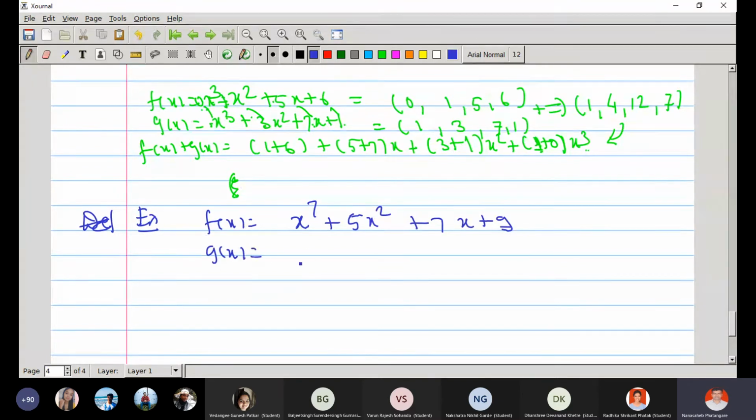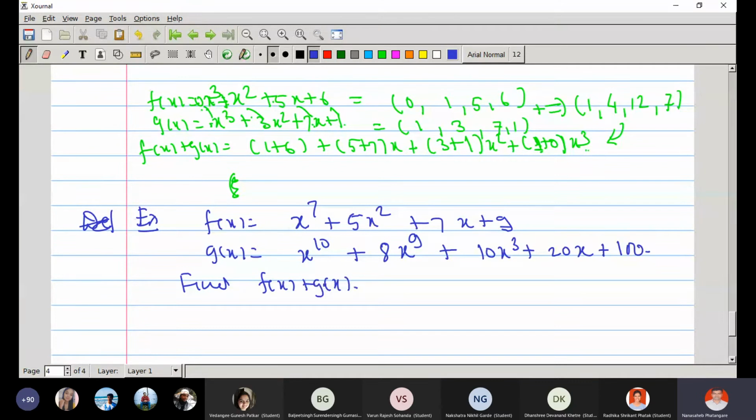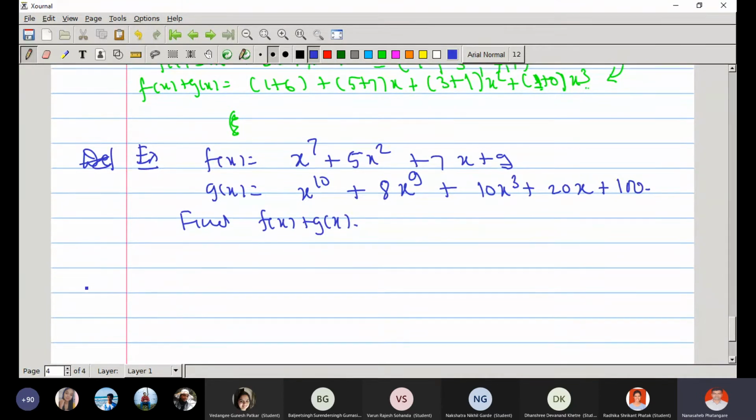And g(x) is equal to x raised to 10 plus 8x raised to 9 plus 10x cube plus 20x plus 100. So find f(x) plus g(x), right? You can easily find this, correct?